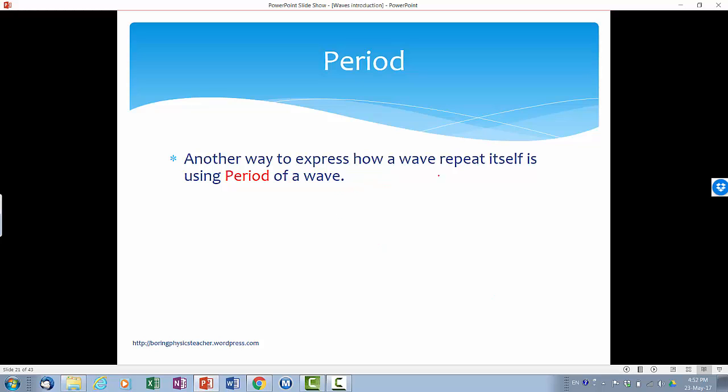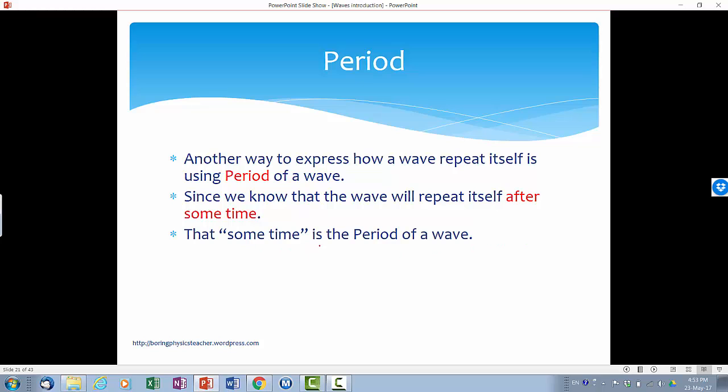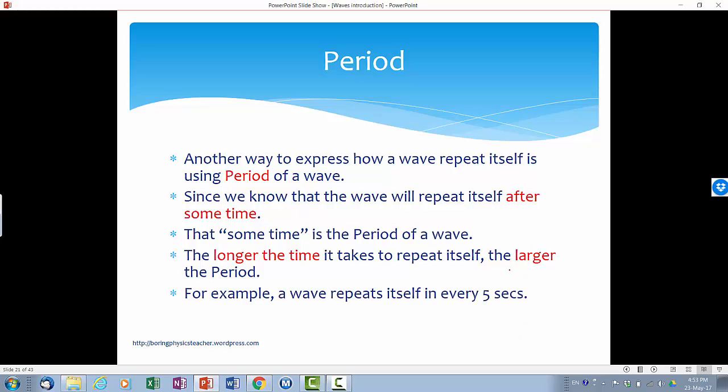Another way to express how a wave repeats itself is the period of a wave. Since a wave repeats itself after some time, it takes time for it to go up and down. That time is known as the period of the wave. The longer it takes to repeat itself, so it goes up and down slower, the larger the period. For example, if a wave repeats itself every 5 seconds, the wave has a period of 5 seconds.